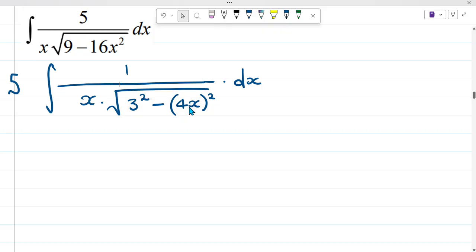Makes sense, right? So now I check. When I differentiate 4x, what do I get? I get a 4, right? So I must make sure that on the numerator, I have a 4. So I have a 4 there on my numerator. Also, here, I must make sure I have a what? A 4.